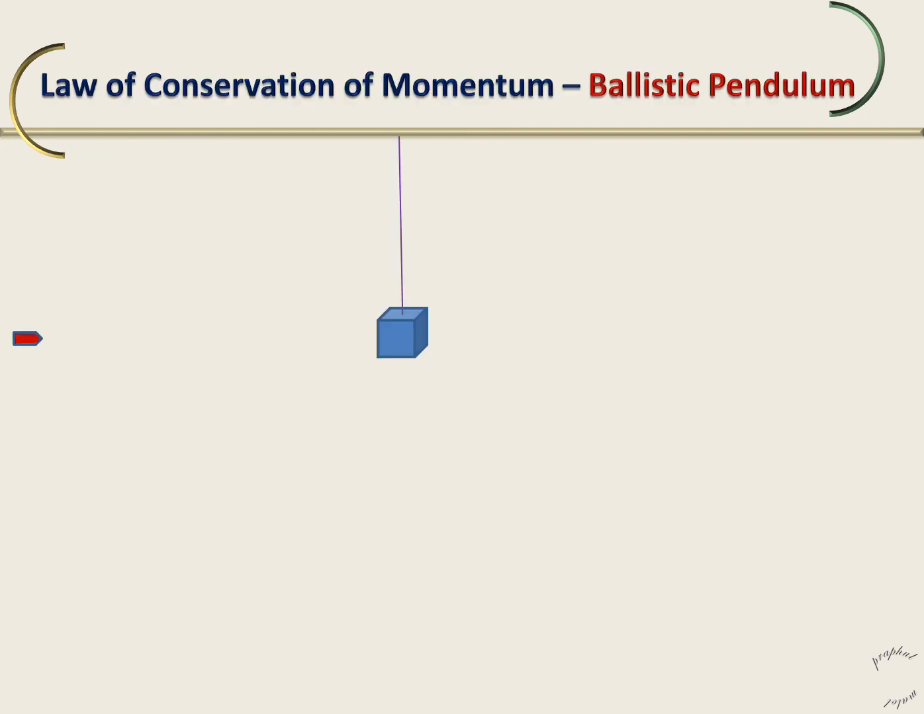Now we are going to see an example where the conservation of momentum as well as the concept of kinetic energy is applied. This is a ballistic pendulum, which is a device used to measure the speed of very fast moving objects like a bullet. You can see a bullet drawn there, the red bullet. When it hits the block, the block will move upwards through a height. By measuring this height, you can calculate how fast the bullet was moving.